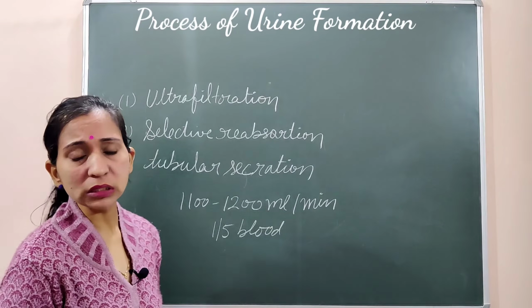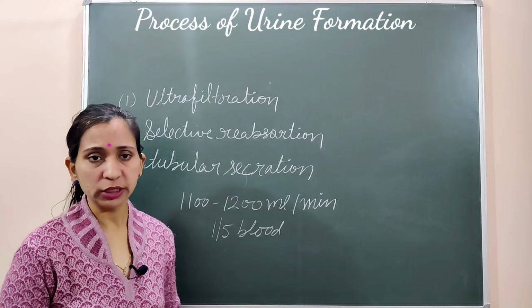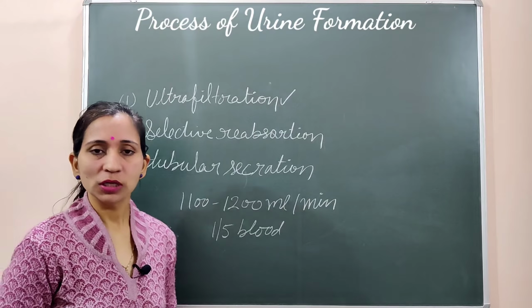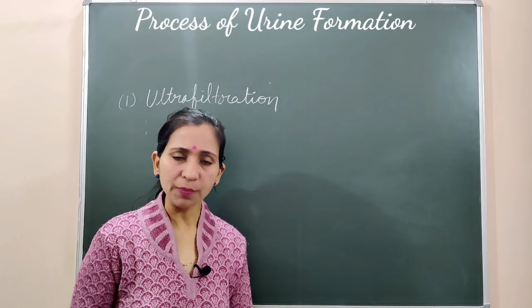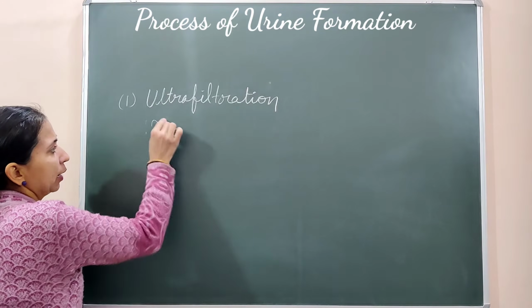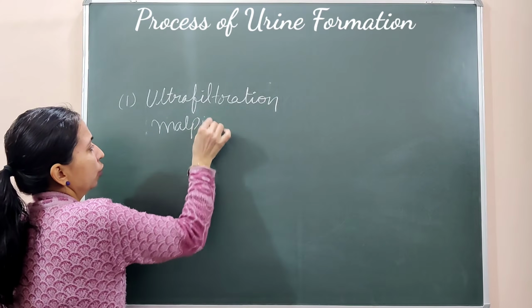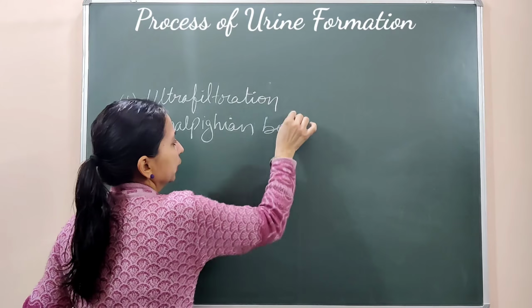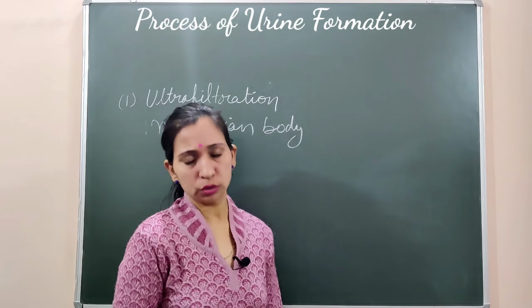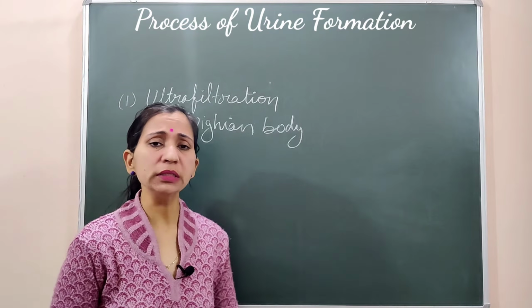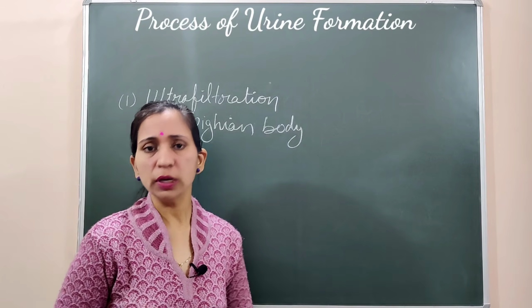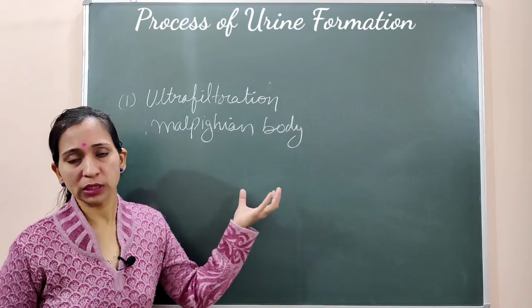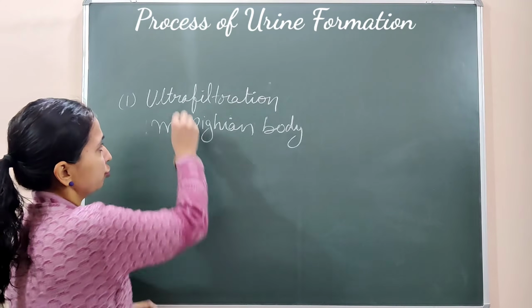We will discuss all these steps of urine formation in more detail, and we are starting with the first process, that is ultrafiltration. So let's start. Ultrafiltration happens in the Malpighian body of the kidney. When we talk about the Malpighian body, I'm sure you know that we are including Bowman's capsule and glomerulus both here. So this ultrafiltration happens in the Malpighian body, that is, in the Bowman's capsule and glomerulus.